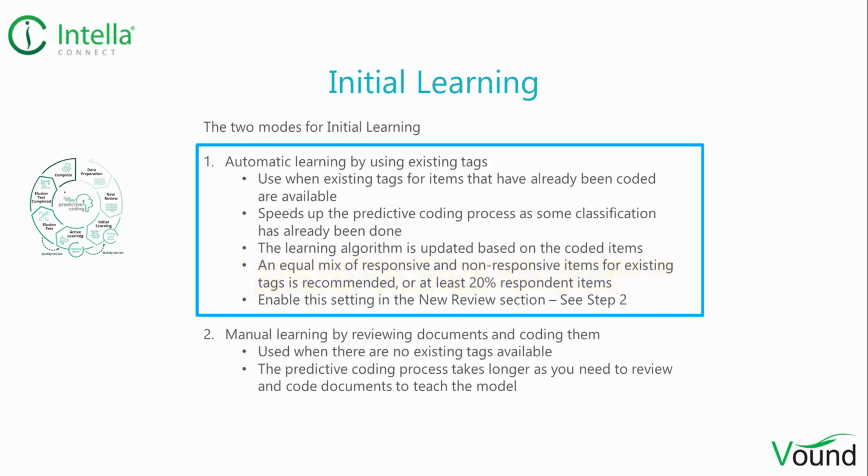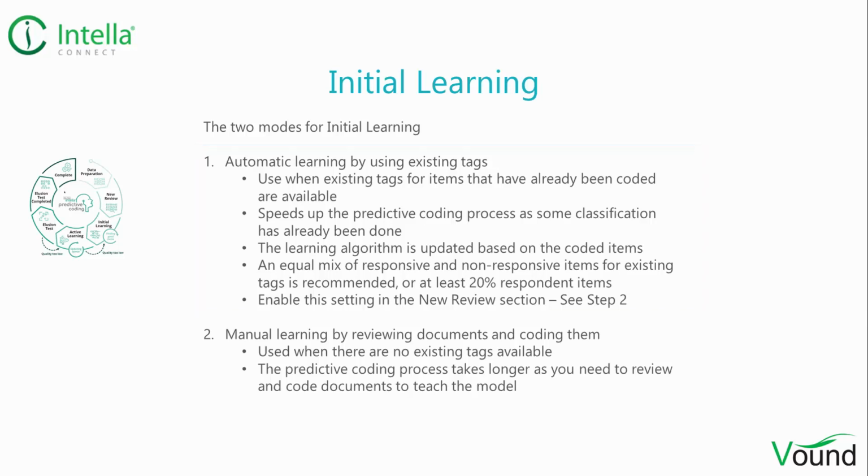Only use one category of tags. For example, items tagged as either responsive or non-responsive should be avoided. The algorithm learns with more accuracy when it has an even sample of both responsive and non-responsive items.